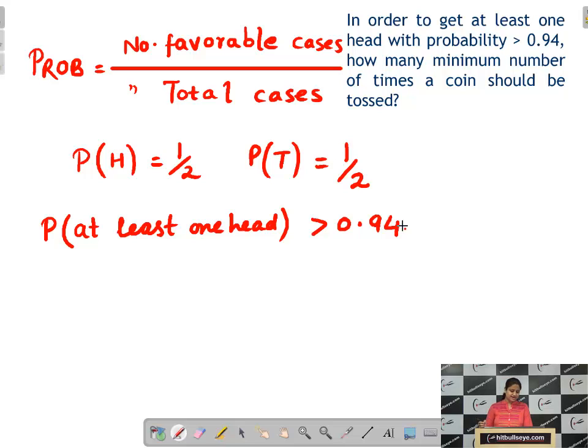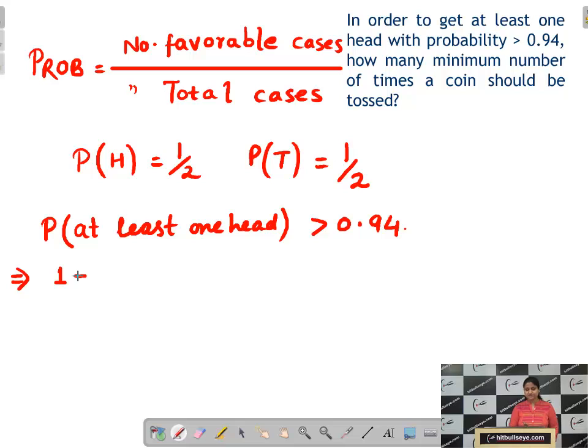So what is asked here? We want to calculate the probability of getting at least one head. So we can make cases: either 1 head or 2 heads or 3 heads and so on up to n heads. Whenever we get so many cases, we can do one thing. We can take help of the reverse approach. What is the reverse approach?